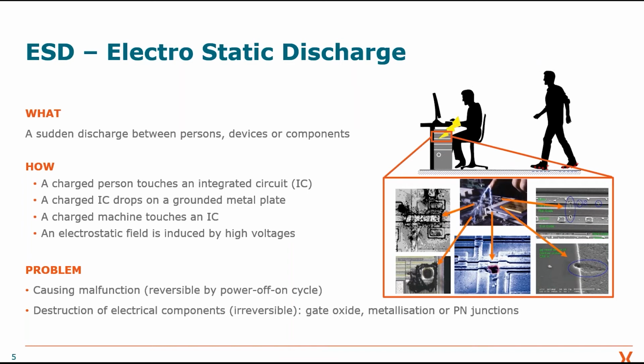So ESD is the abbreviation for electrostatic discharge. And that is a sudden discharge that happens between persons, devices, components. So it's a triboelectric effect. And the critical thing about this discharge is that it's causing malfunction. So it really can destroy electrical components and cause micro-level damages on the gate oxides or other physical layers. And the critical problem is we cannot detect those damages easily.